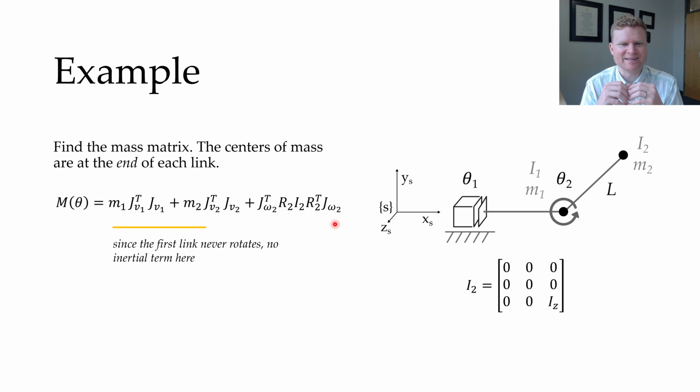But it's still not quite that easy, right? Because I have to figure out what each of these Jacobians is, what these rotation matrices are. I still need to find each of these different terms. So let's go through that process.